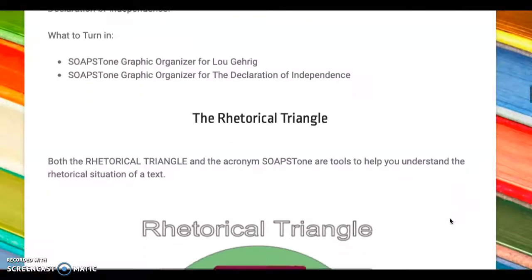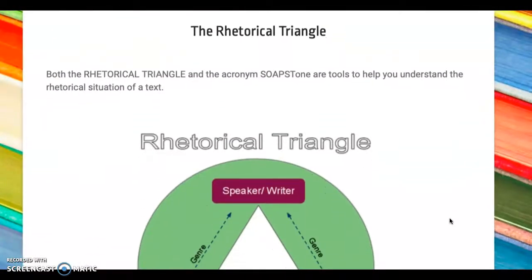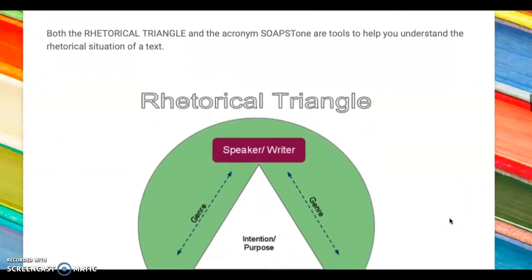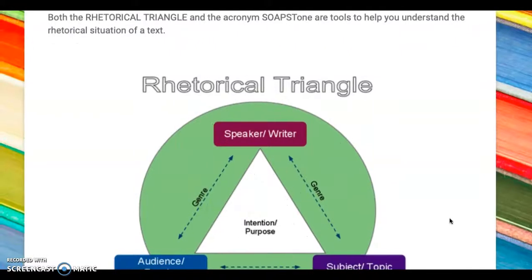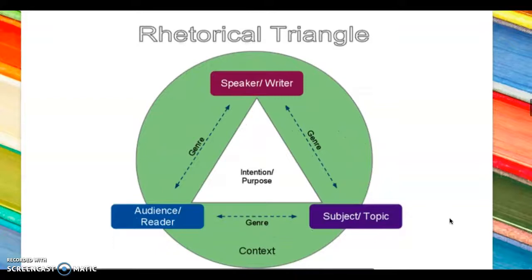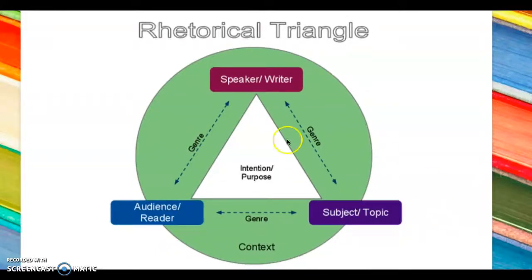Before we get started too much, I want to explain what the rhetorical triangle is. Both the rhetorical triangle and the acronym SOAPSTONE are tools to help you understand the rhetorical situation of a text. Here's the rhetorical triangle, and you can see there is a triangle in the middle. It's really just a symbol to help you understand how these ideas relate to each other. At the top, you have the speaker, then you have the subject or the topic, and then you have the audience or the reader. I really feel like the audience is super important in terms of designing or creating or inventing a piece of writing.